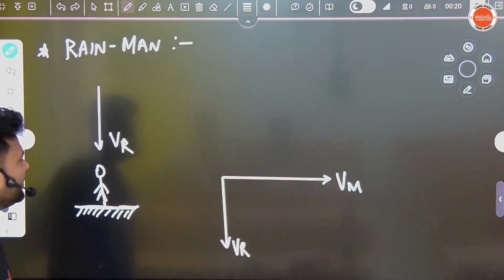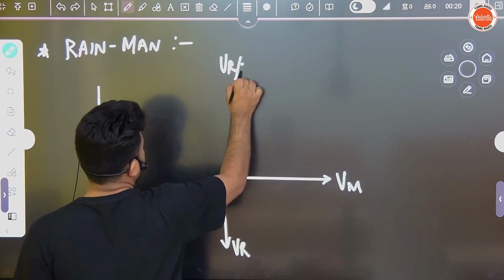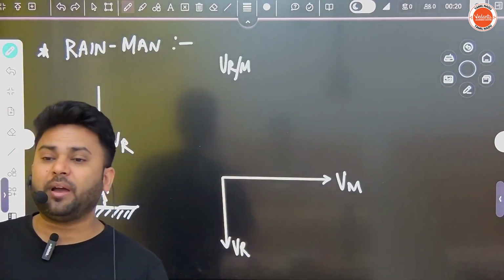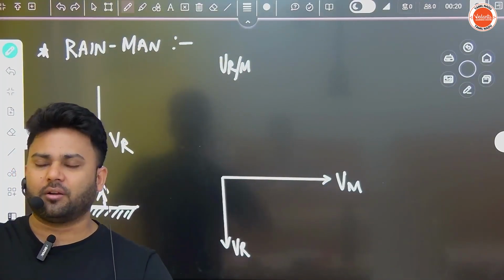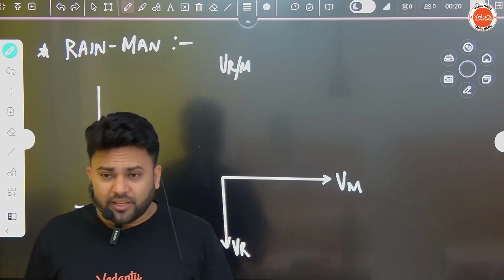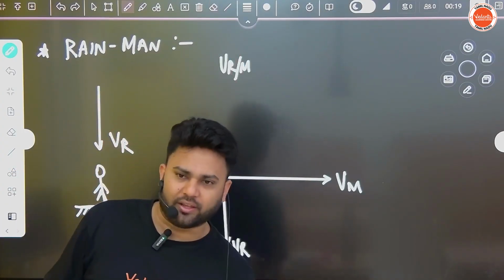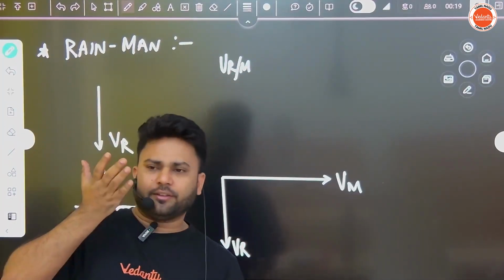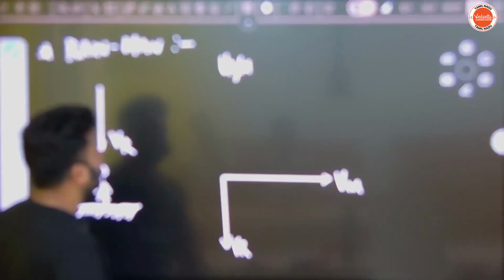If someone asks, what is the velocity of rain with respect to man? With respect to man, how is rain coming? Suppose I am driving a bicycle or bike, so with respect to me, how is rain hitting? Actually, rain is going down only, but when I am driving, how is it going to hit me? So that is velocity of rain with respect to man.